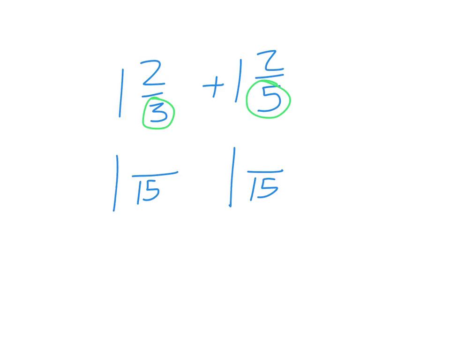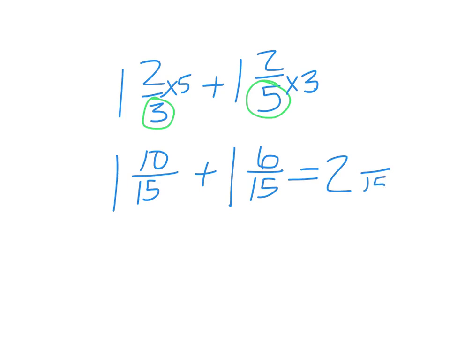What times 3 gives me 15? So I got to do times 5 this whole side. So 5 times 2 is? 5 times 2 is 10. Very good. So what times 5 gave me 15? 3. So then 3 times 2 is? 6. So now I can add these. So coefficients first. 1 plus 1 is? 2. I know my denominator is 15. What's 10 plus 6? 16.